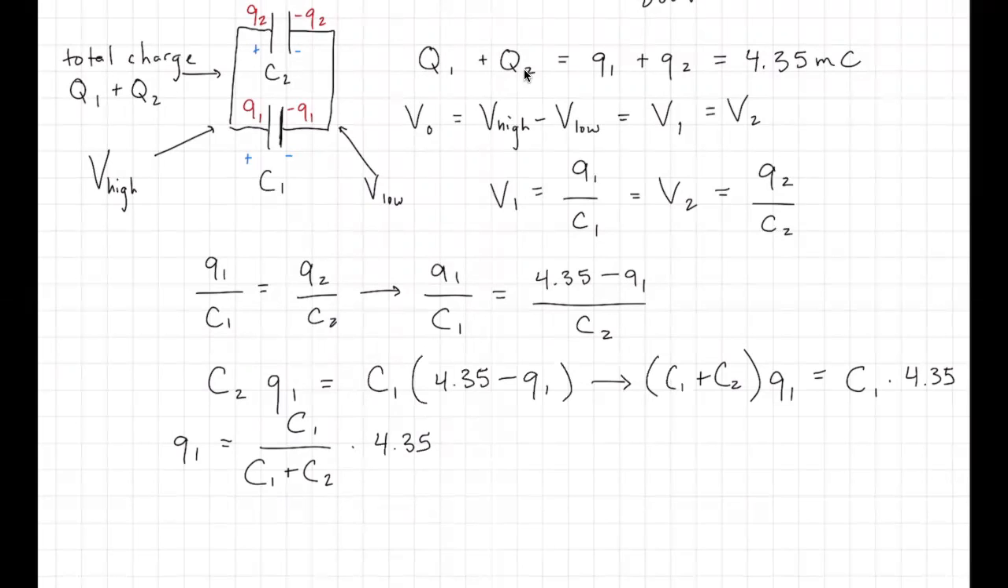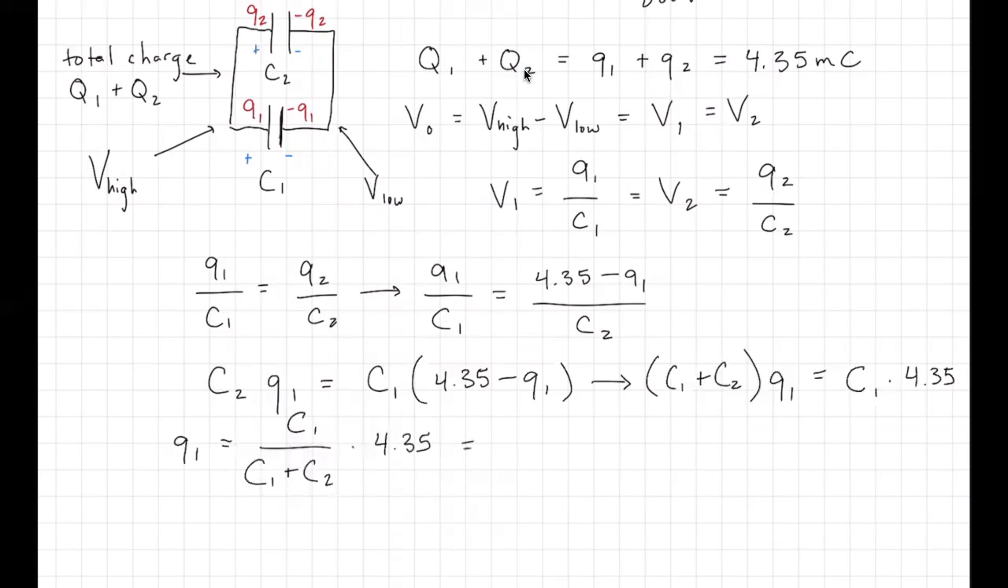So does this expression make sense? How much charge should Q1 have? Well, if C1 is bigger, so if the capacitance is larger, then that capacitor gets a larger proportion of the total charge, which kind of makes sense. If you have a larger capacitance, you get a larger proportion of the total charge. That makes sense. So let's do this.